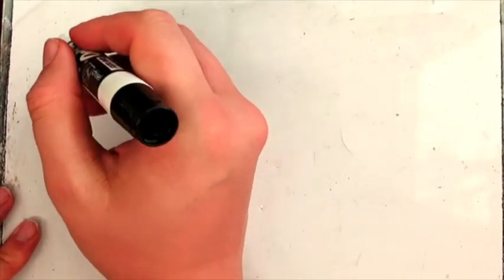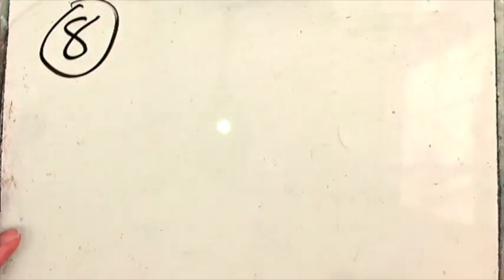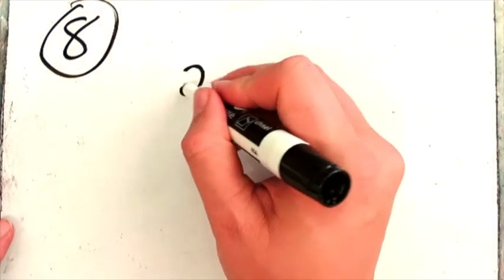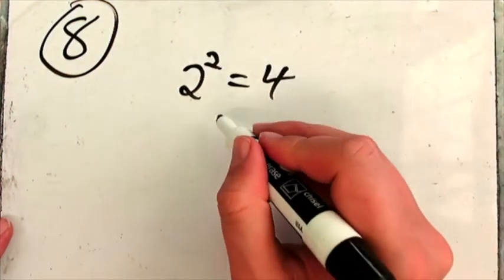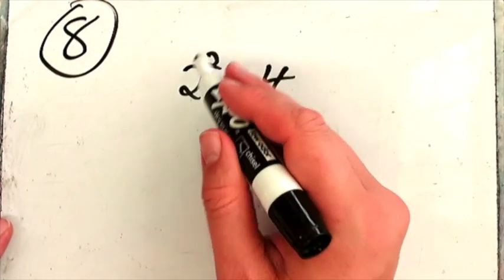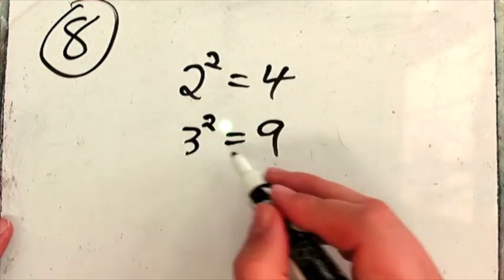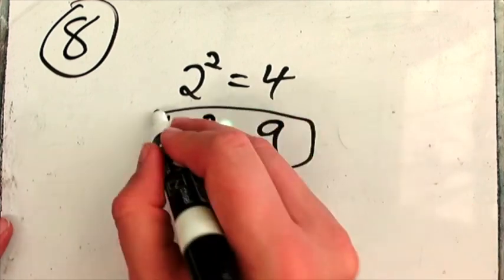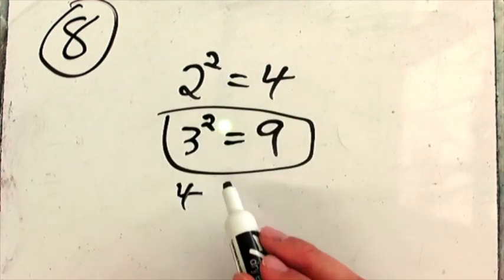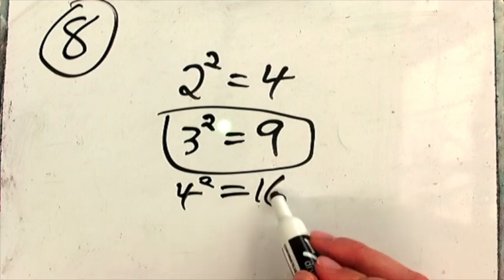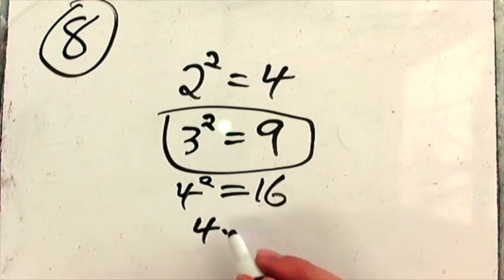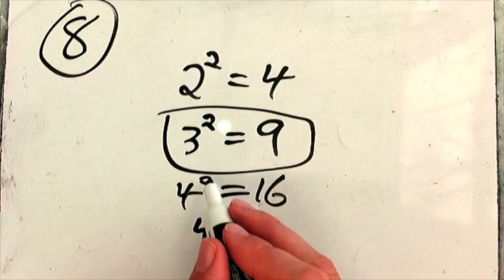Going to question 8. Question 8. Powers, right? 2 squared is 4, because it's 2 times 2 here. 3 squared is 9, it's not 6. 4 squared is not 8, it's 16. It means 4 times 4. It means this thing times itself this many times.